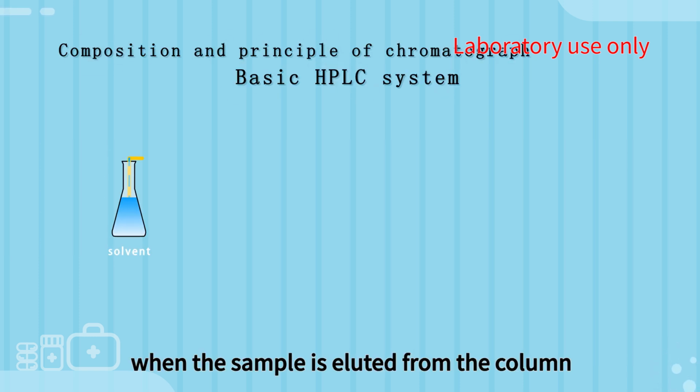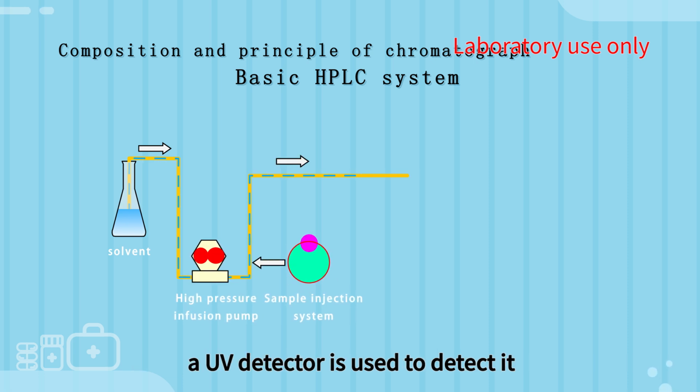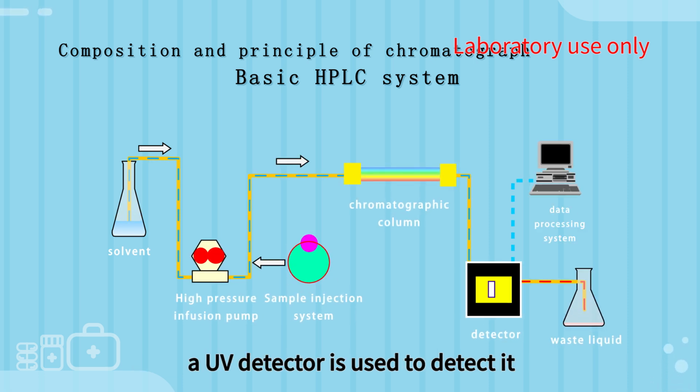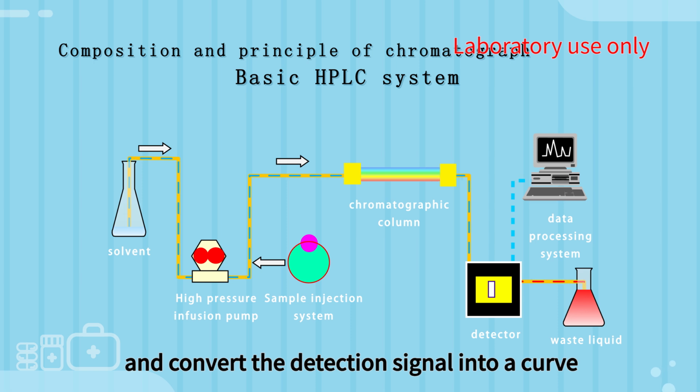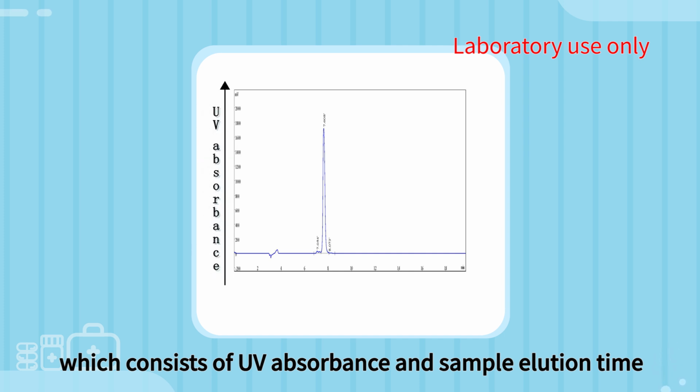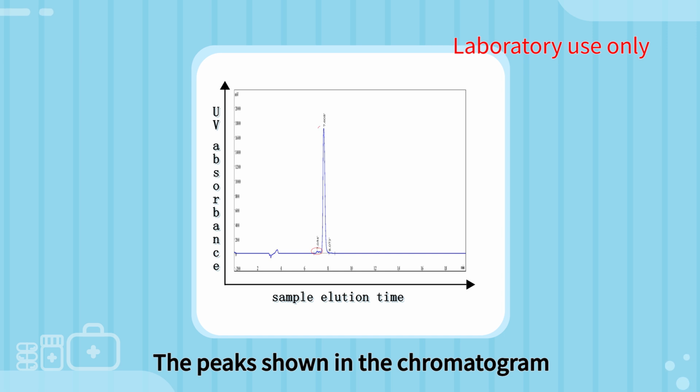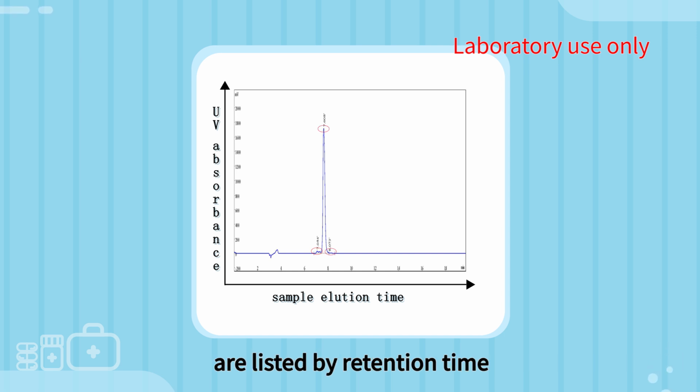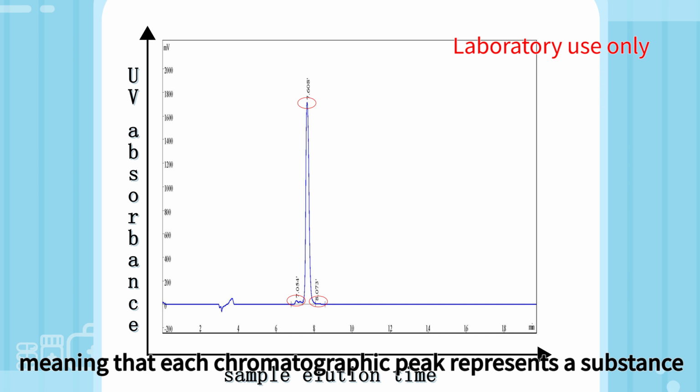Usually, when the sample is eluted from the column, a UV detector is used to detect it and convert the detection signal into a curve, called a chromatogram, which consists of UV absorbance and sample elution time. The peaks shown in the chromatogram are listed by retention time, meaning that each chromatographic peak represents a substance.